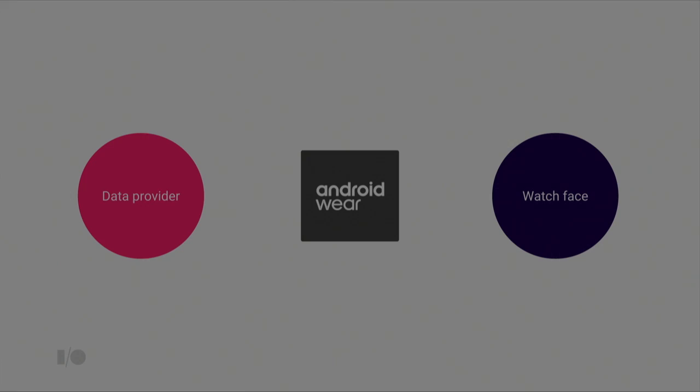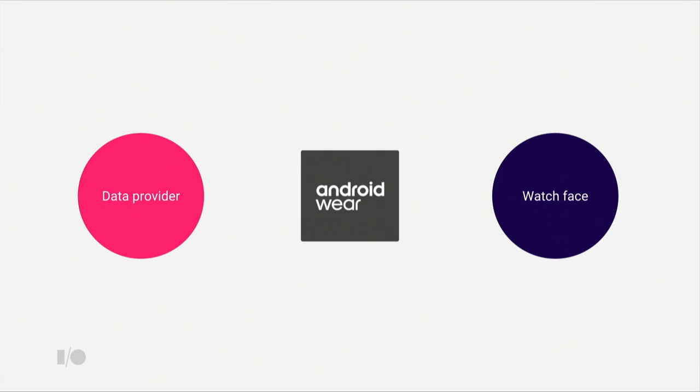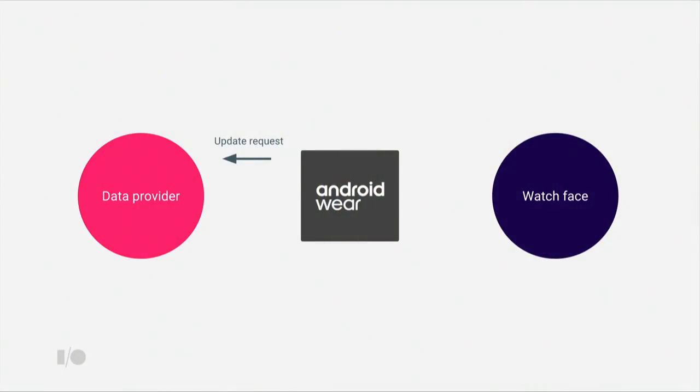OK, so let's take a look at how this all fits together. Android Wear manages the flow of data between data providers and watch faces. When data is needed for a complication, Android Wear will send an update request to the data provider asking for a specific type of data. The provider builds a complication data object of that type with the required fields and sends it back to Wear. Android Wear then forwards that onto the watch face, which can then include it when it renders.